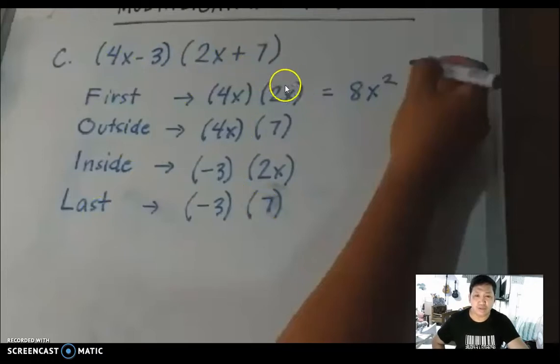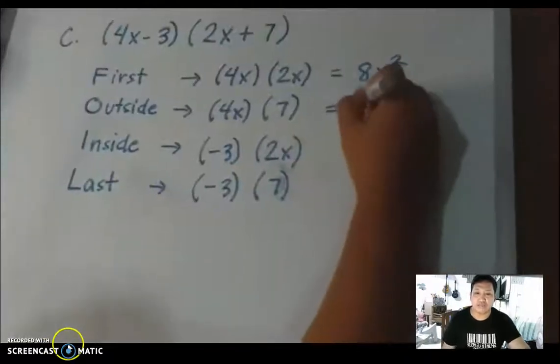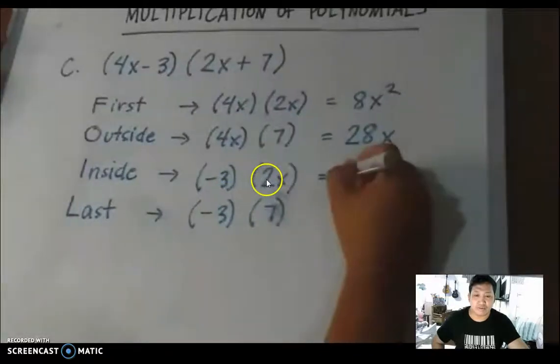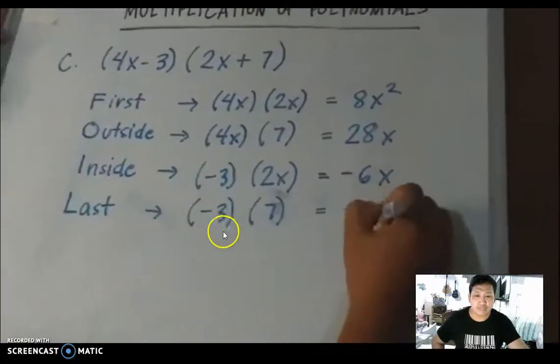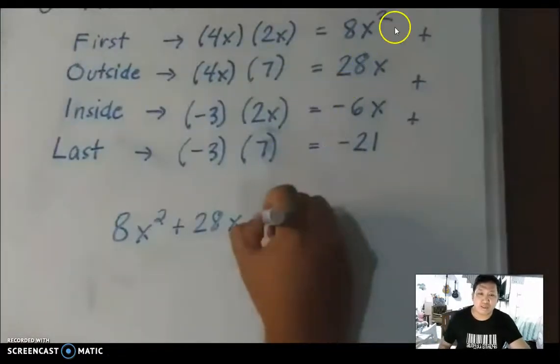After that, let's multiply. We have 4x times 2x, and that will become 8x squared. For the next one, we have 4x times 7, and it will become 28x. Then we have negative 3 times 2x, negative 6x, and negative 3 times 7 is negative 21. Next step would be, we just add all of them. That would be 8x squared plus 28x plus negative 6x or minus 6x plus negative 21.